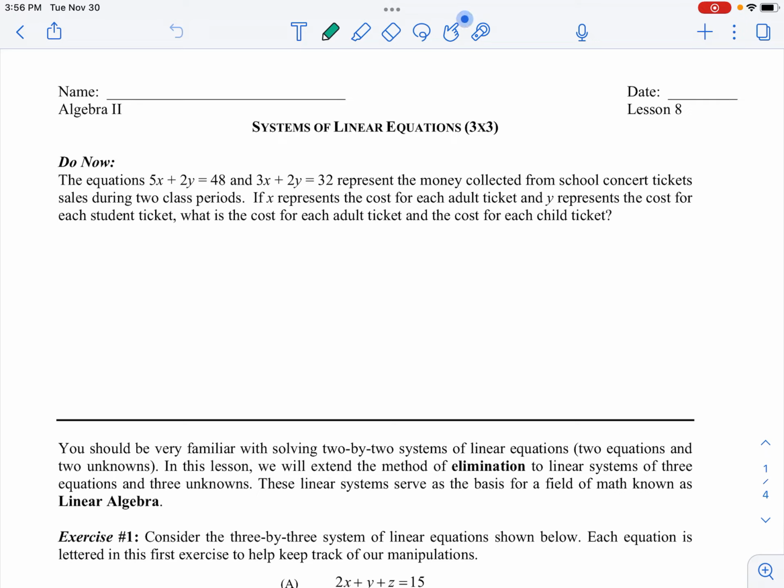This video is going to go over Lesson 8 from Unit 5, Solving Linear Systems of Equations 3 by 3. To start out today's lesson, I'd like you to try the warm-up question. So take a moment to pause the video, read through the do now, and give it a try.